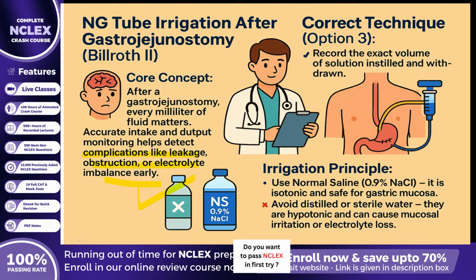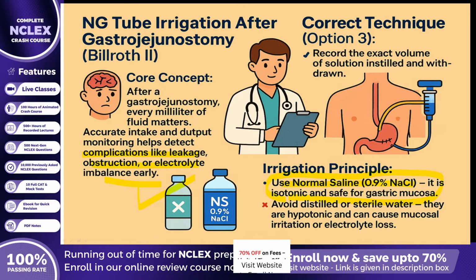Before proceeding with irrigation, the nurse must first verify the tube's placement and ensure it is properly positioned to prevent accidental irrigation into a displaced or migrated tube, which could cause severe injury. During irrigation, the appropriate solution to use is normal saline, or 0.9% sodium chloride, rather than distilled or sterile water.